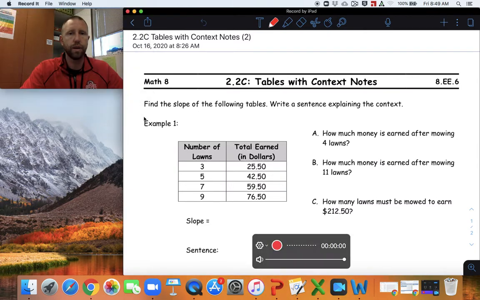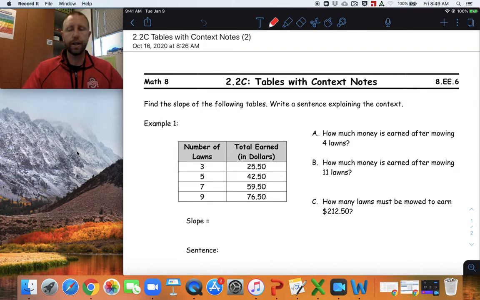All right, so we are looking at page 99. We're going to do the 2.2c tables with context notes. First thing is, it says here, find the slope of the following tables. Write a sentence explaining the context. So that's exactly what I'm going to do first, and then I'll answer those questions on the side, and that's the order that we want to do these in.